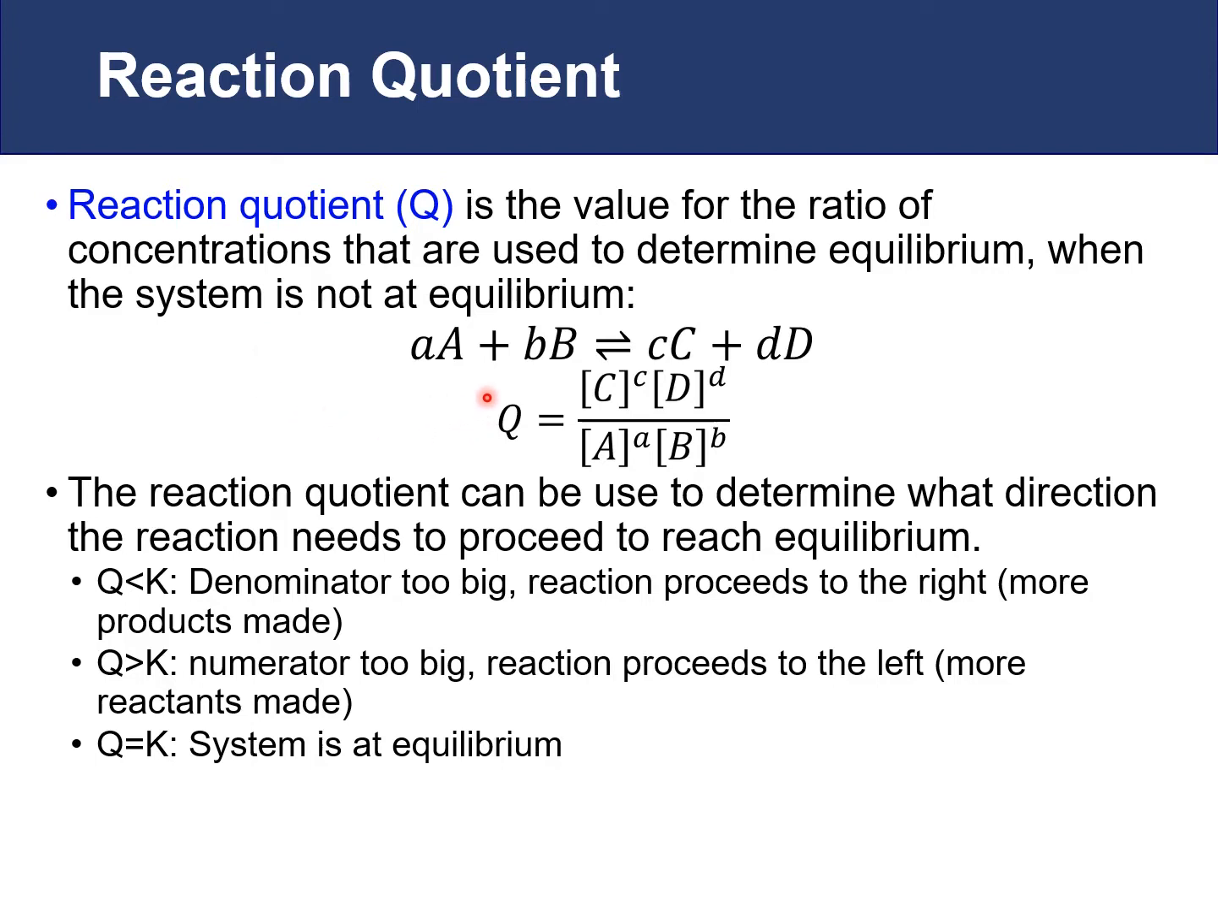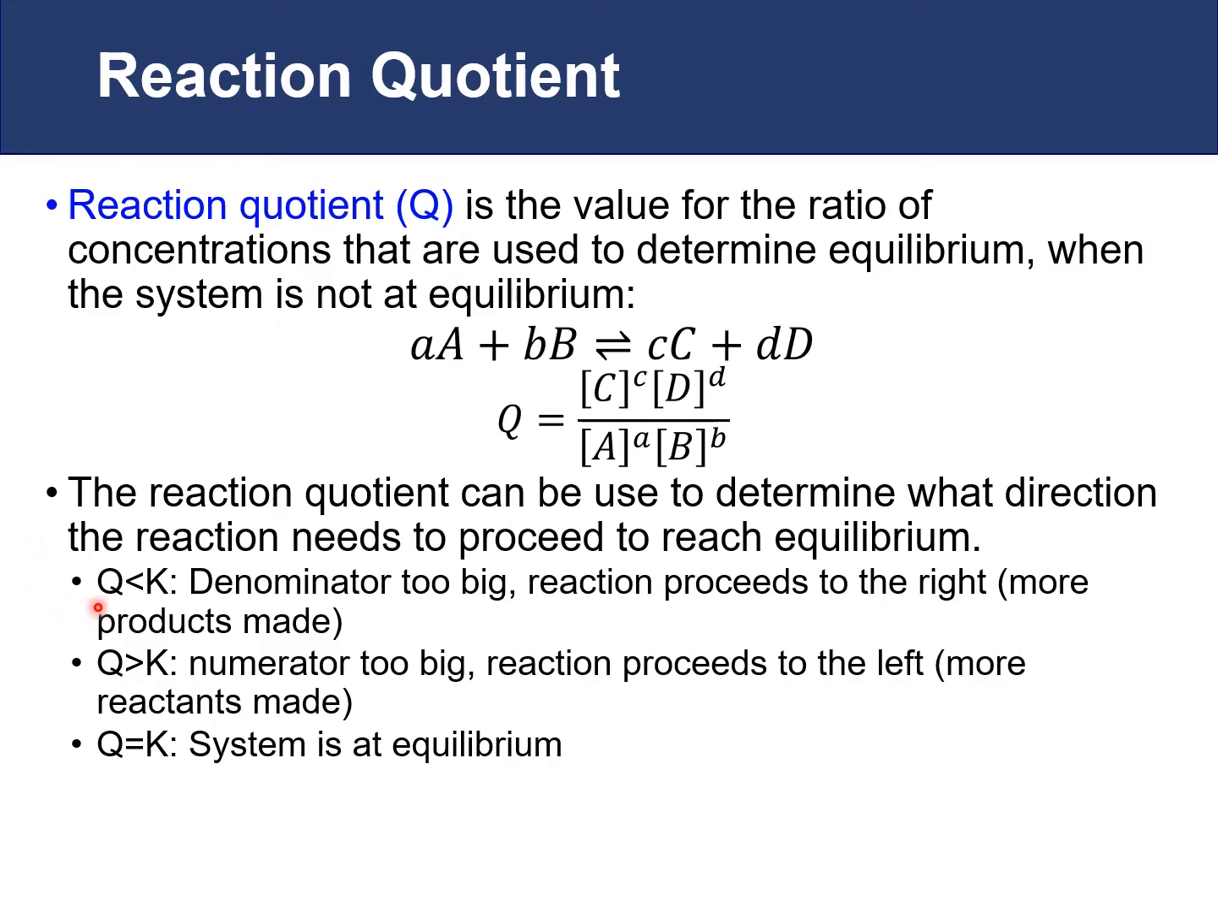Essentially, it is the ratio of the products raised to their respective coefficients divided by the reactants raised to their respective coefficients when we are not at equilibrium. So at equilibrium, our value for Q, that ratio, is equal to the exact same value as K. The reaction quotient, we can use it to determine which direction the reaction needs to proceed to get to equilibrium.